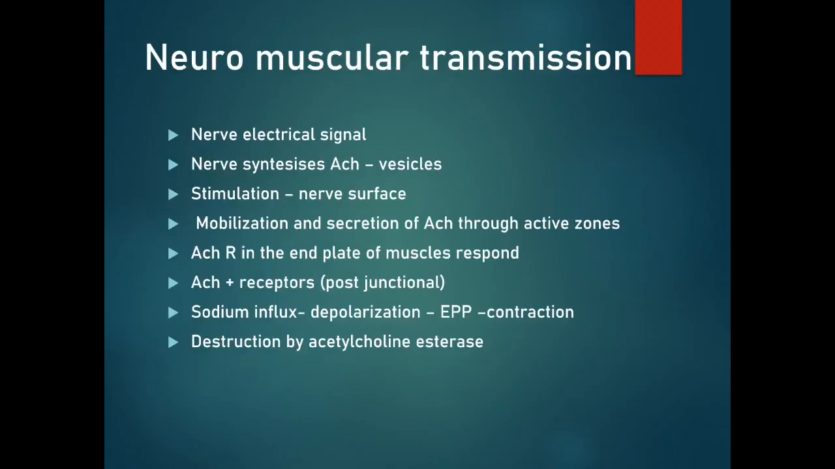Proceeding there, the acetylcholine receptors are located in the end plate of the muscles, which respond to the effect of the acetylcholine as soon as it reaches the receptors. These acetylcholine receptors, as I told you, are post-junctional. Once these receptors receive the acetylcholine molecules, there is an influx of sodium, which produces a depolarization of the muscle fibers, producing an excitatory potential and a contraction of the muscle fibers. Now, this contraction cannot be sustained for a longer period. So, how does this contraction come to an end? It is mainly because of the destruction by the acetylcholine esterase.